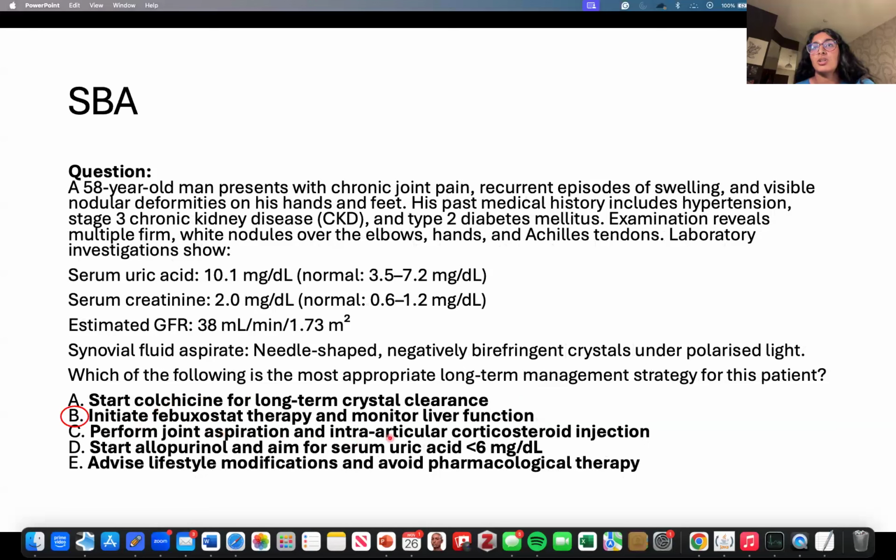Perform joint aspiration and use an injection. This isn't indicated in gout, and you don't need to insert steroids. Start allopurinol. This is contraindicated in renal impairment, although this would be first line for long-term management. Advise lifestyle modifications, avoid pharmacological therapy, not going to be helpful in gout. It's not going to resolve itself.